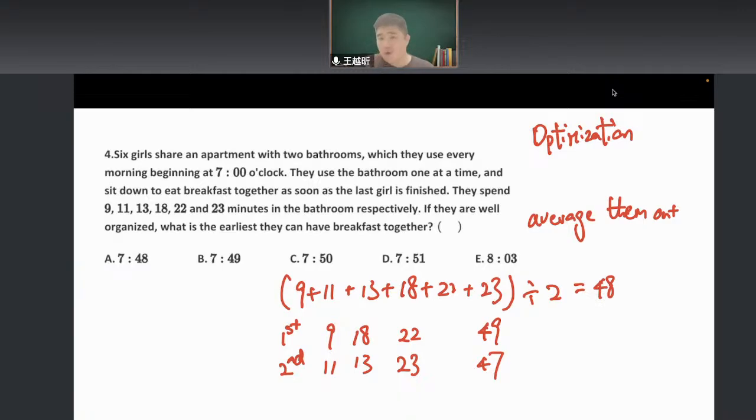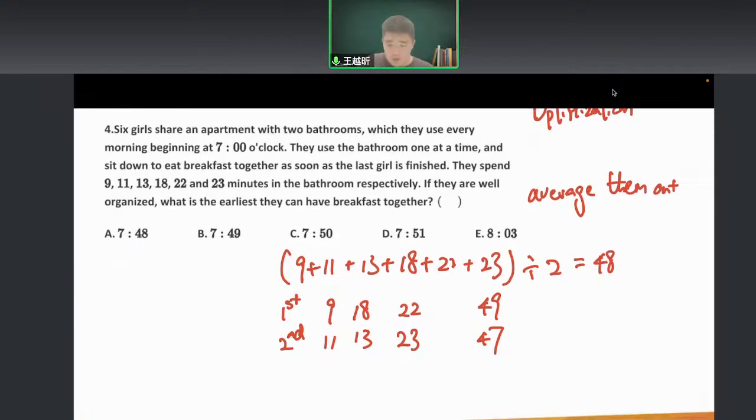If you try this one, there's actually no better way to improve this. Let me see. Bathroom 1 has 23 and bathroom 2 has 22. If I give bathroom 1 23 and bathroom 2 22, now bathroom 1 will take 50 minutes, which is worse. So we'll keep it this way.